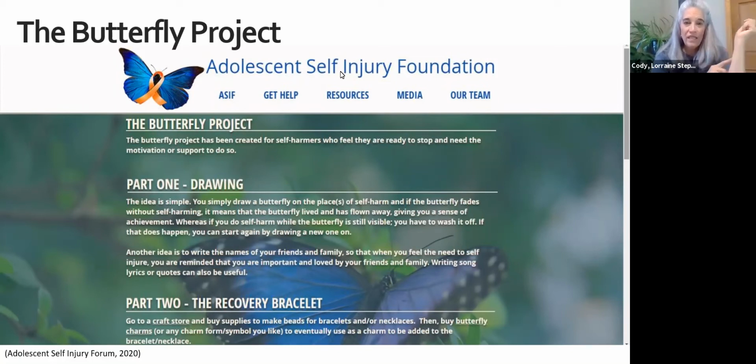And what they did in drawing it on their arm is, instead of cutting, there's actually a sensation that happens when you're drawing it on your arm, and it's purposeful. And you're not allowed to cut until the butterfly wears off. And then hopefully we can draw another butterfly on.